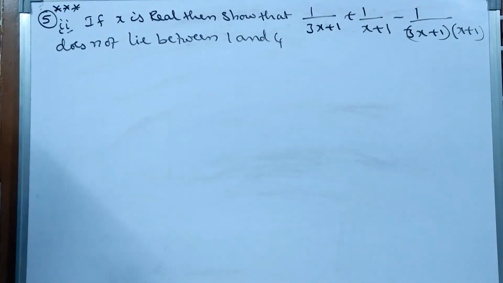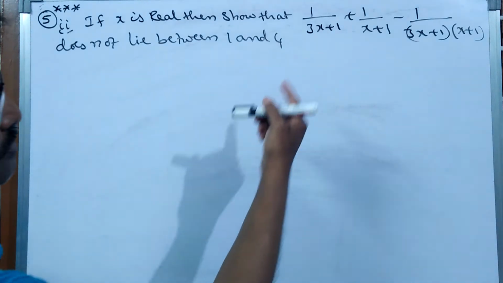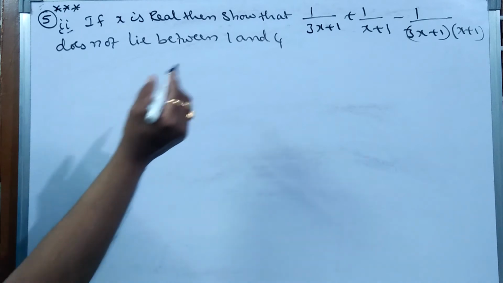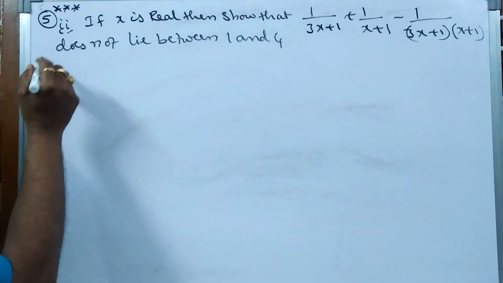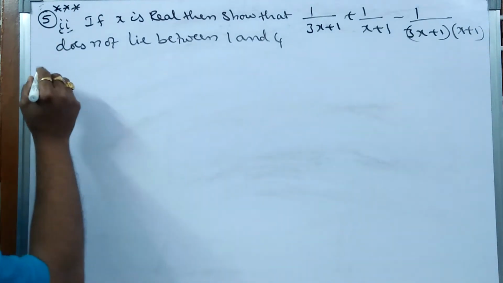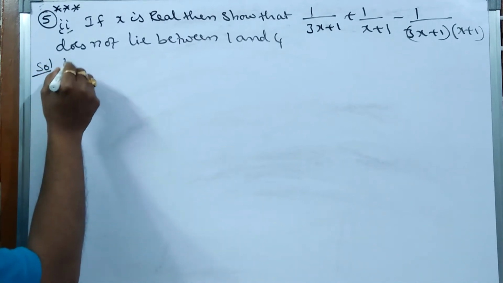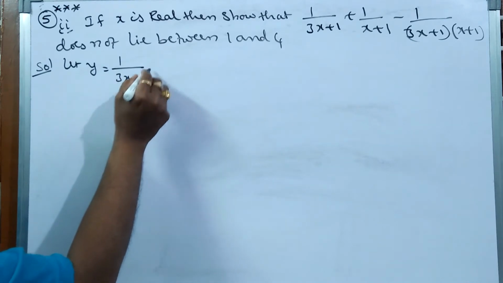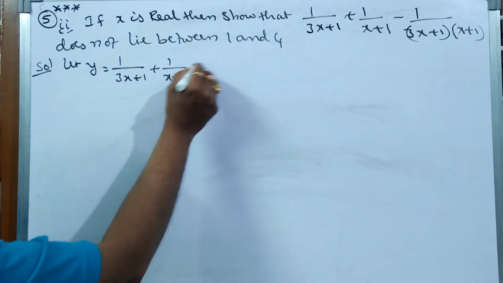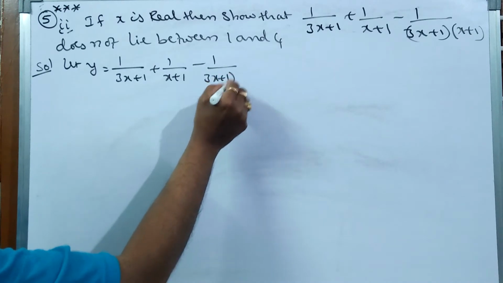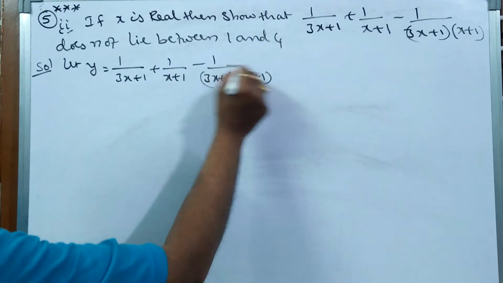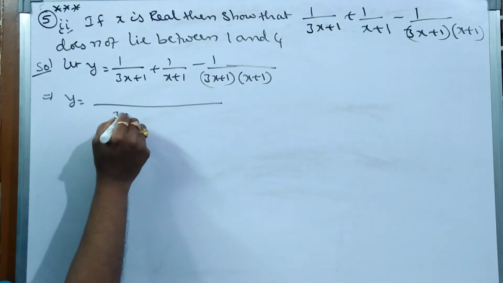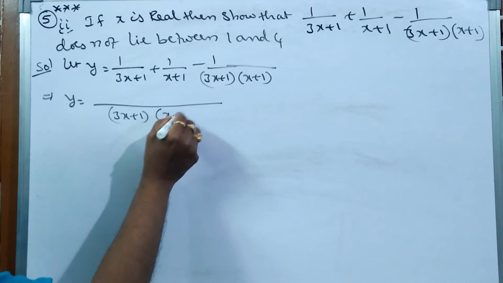If x is real, then show that 1 by 3x plus 1 plus 1 by x plus 1 minus 1 by 3x plus 1 into x plus 1 does not lie between 1 and 4. This model we already did. This is the most important problem, try to listen carefully. First you have to take the given expression as y: 1 by 3x plus 1 plus 1 by x plus 1 minus 1 by 3x plus 1 into x plus 1. Now this implies y is equal to, what is the LCM? 3x plus 1 into x plus 1.